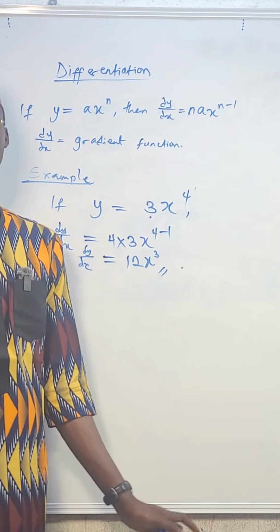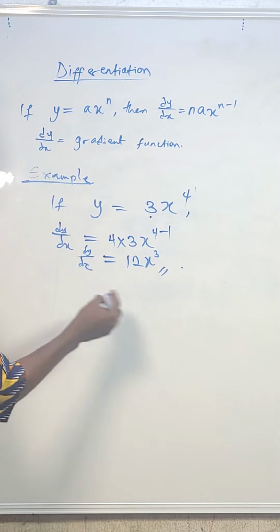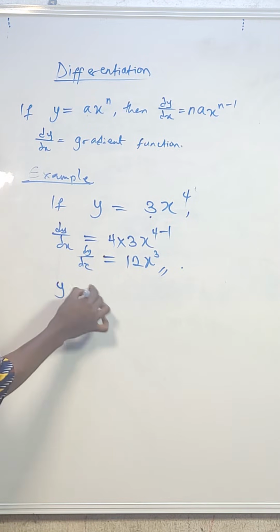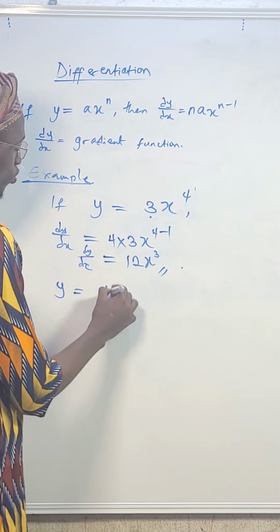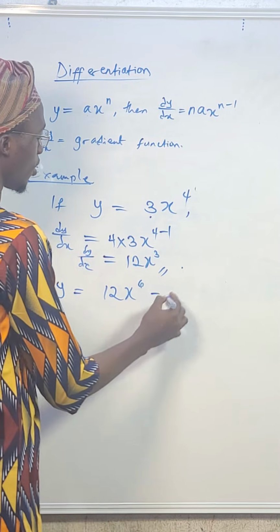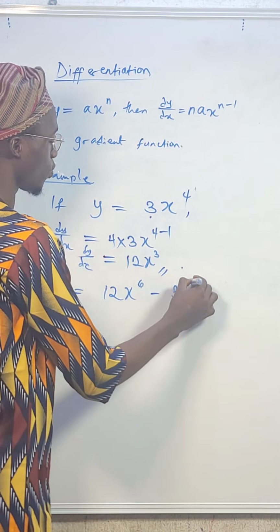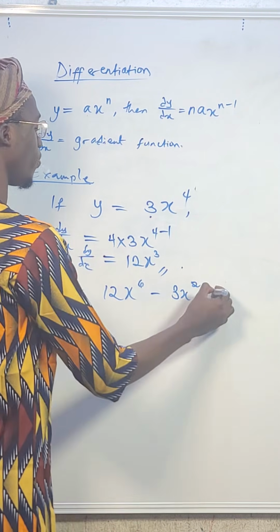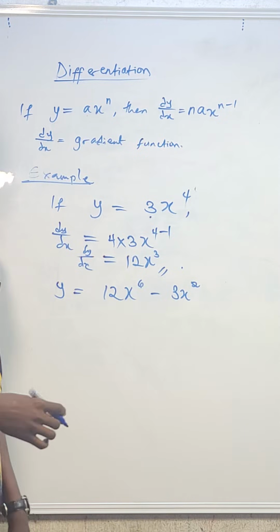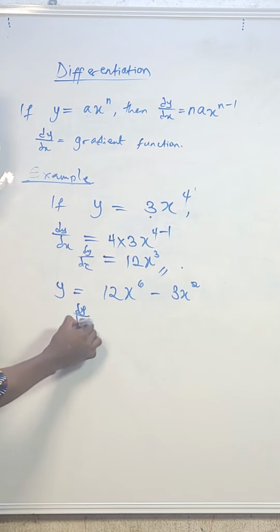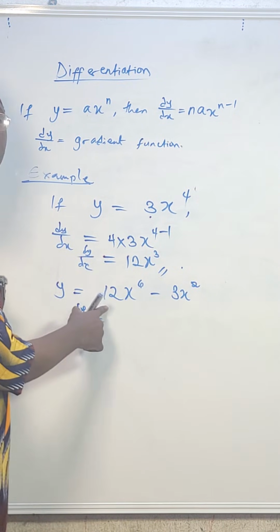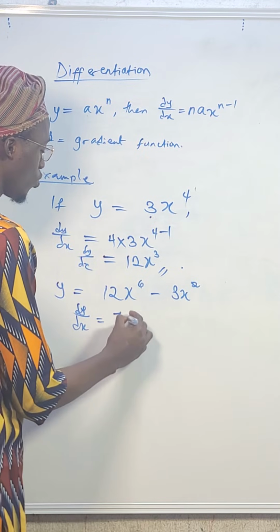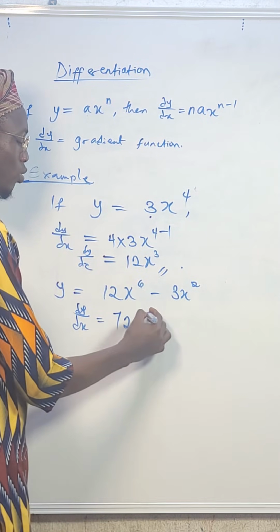See, so easy, right? Now let's do one more as another example. Probably we have y equals 12x raised to power 6 minus 3x raised to power 2. Now, what is going to be dy/dx in this case? So our dy/dx is going to be 6 times 12. You're going to have 72x raised to power 6 minus 1, you have 5.